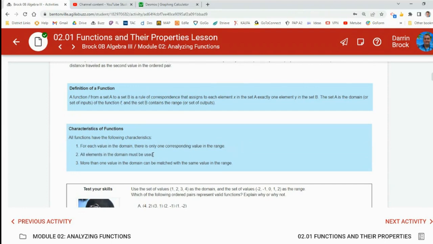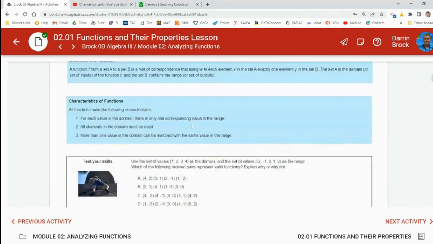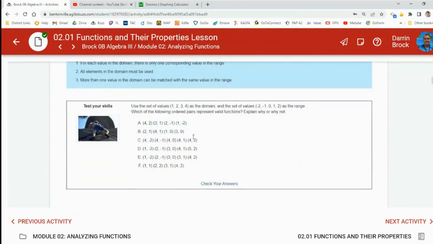All elements in the domain must be used, and more than one value in the domain can be matched with the same value in the range. Up here, if we're looking at hours since we left, if we stop for lunch and we spend an hour, maybe hour 3 would be 210, and now hour 4 would be 210 because we didn't travel anywhere. We stayed there, had lunch. That's still a function because there's still only one y for each x. Now, there's two different x's that have the same y. They both would be 210, but each x only has one y attached to it, even if it's the same y as someone else has. So test your skills.